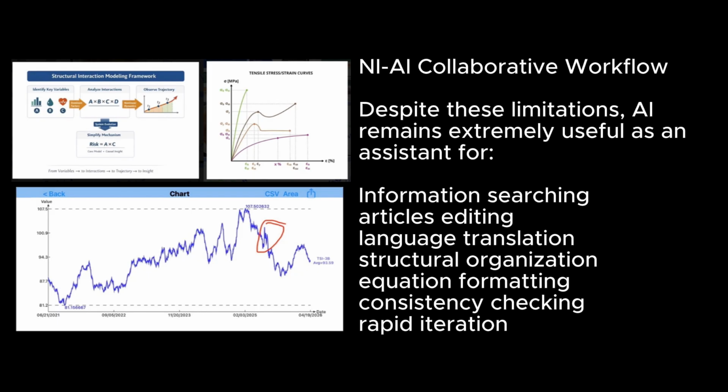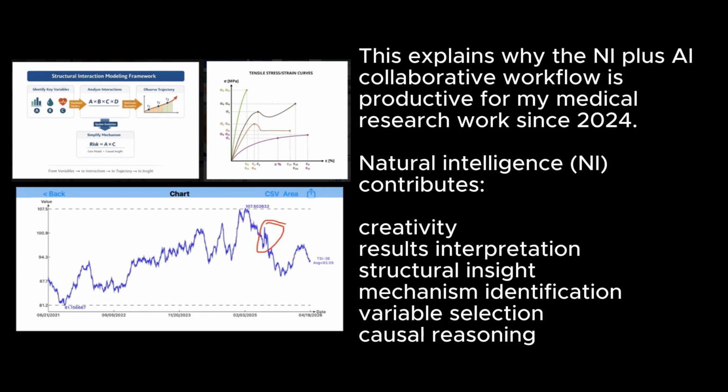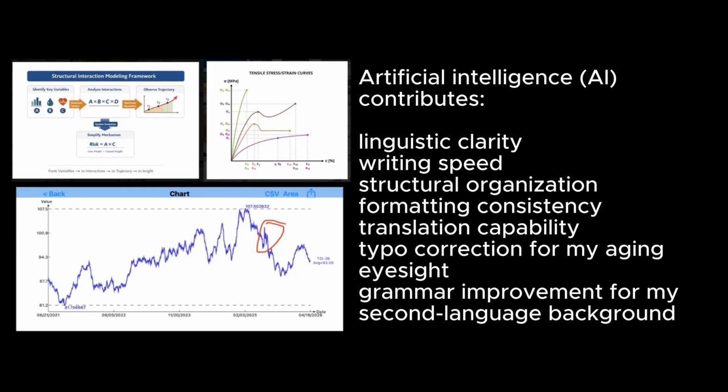In an AI collaborative workflow, despite these limitations, AI remains extremely useful as an assistant for information searching, article editing, language translation, structural organization, equation formatting, constant checking, and rapid iteration. This explains why the NI plus AI collaborative workflow has been productive for my medical research work since 2024. Natural intelligence contributes creativity, results interpretation, physical insight, mechanism identification, variable selection, and causal reasoning. Artificial intelligence contributes linguistic clarity, writing speed, structural organization, formatting, consistency, attention capability, correction for my aging eyesight, and grammar improvement for my second language background.